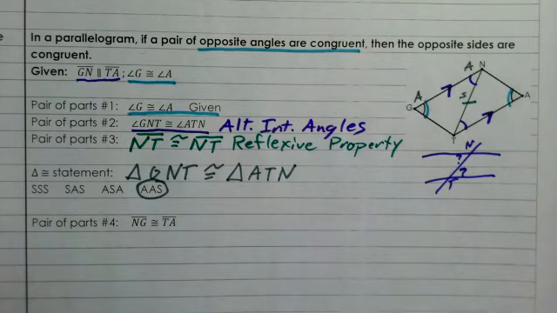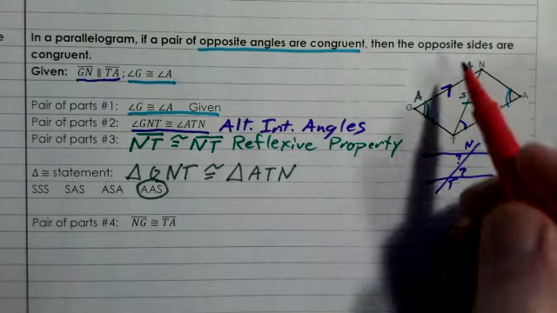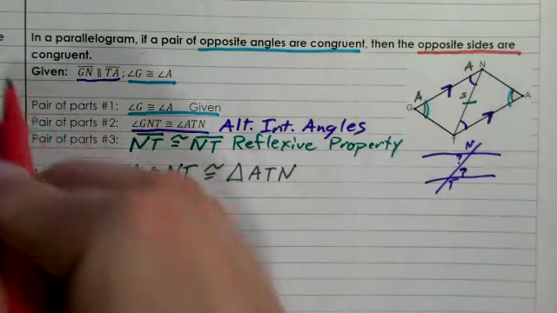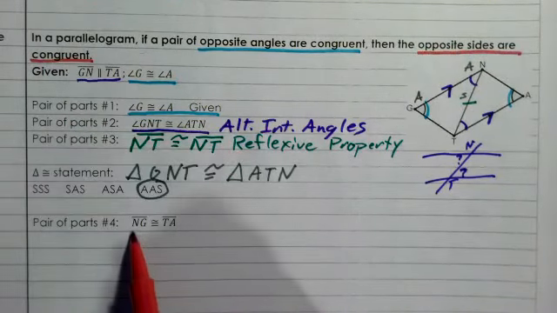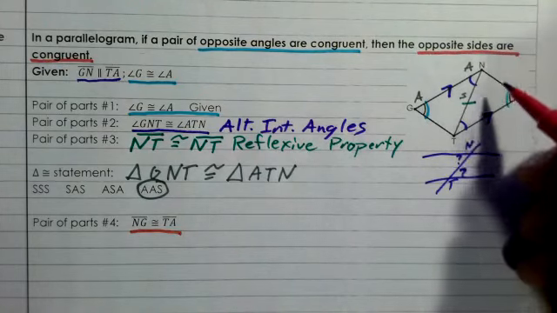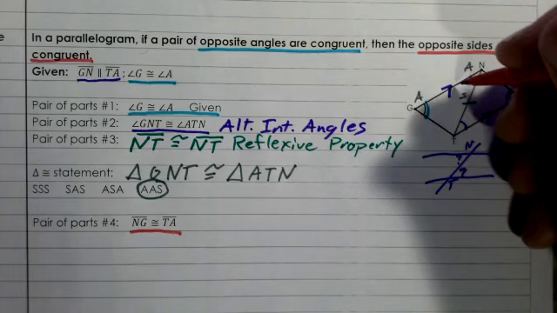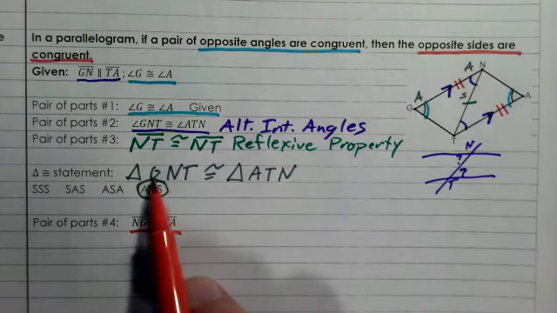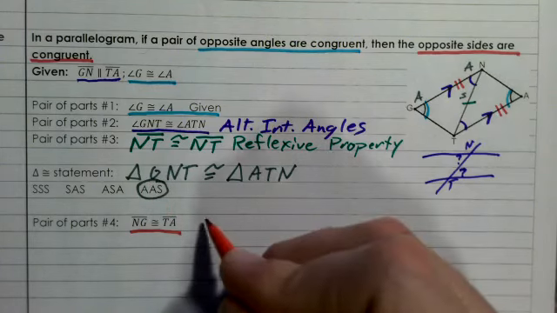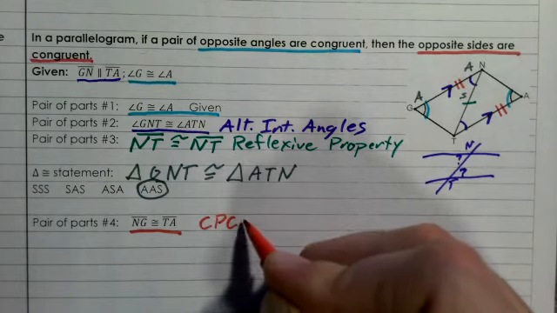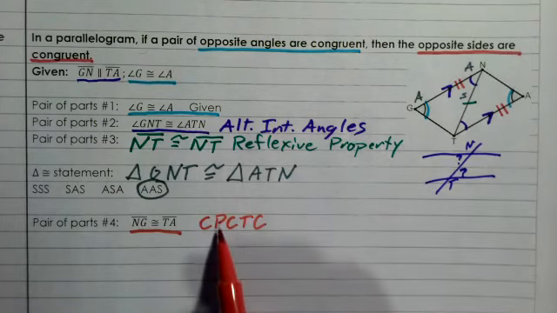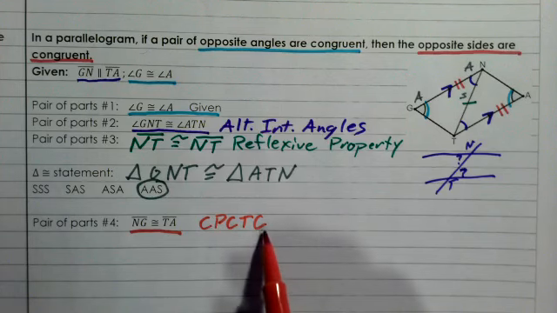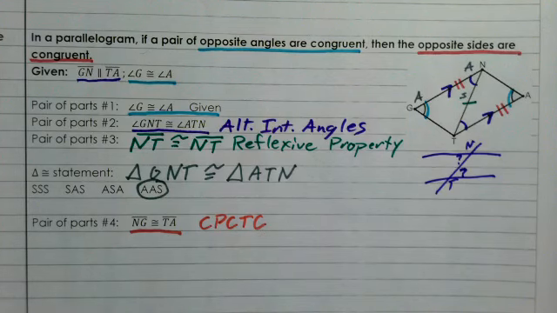Okay, now the thing that we were trying to prove in this thing is that opposite sides are congruent. So NG and TA. NG, this one right here, has got to be congruent to that one down there. Well, they got to be because they are NG, AT. They are in the same relative spot, so that makes them congruent because they're corresponding parts of congruent triangles, which have to be congruent.